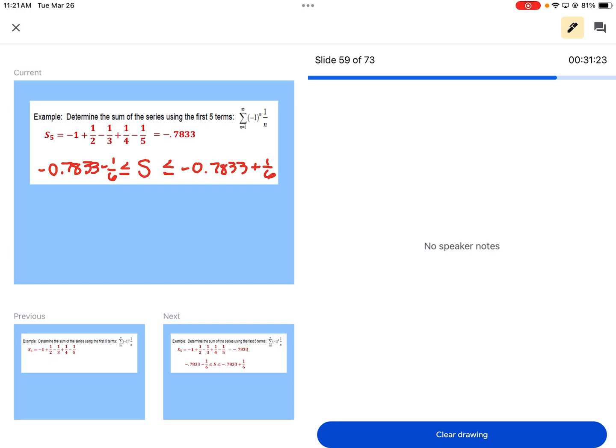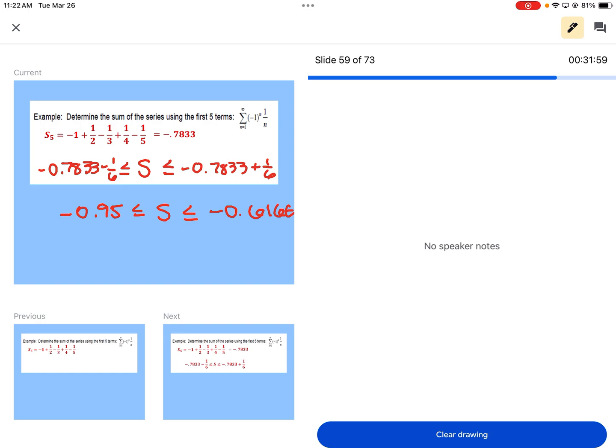Your error is less than the next omitted term. So that's that 1/6. It's very much like standard deviation, yes. In decimals, that would be like negative 0.95 on the left and negative 0.6166 on the right. So it's a pretty close range, even with only going out to 5 terms.